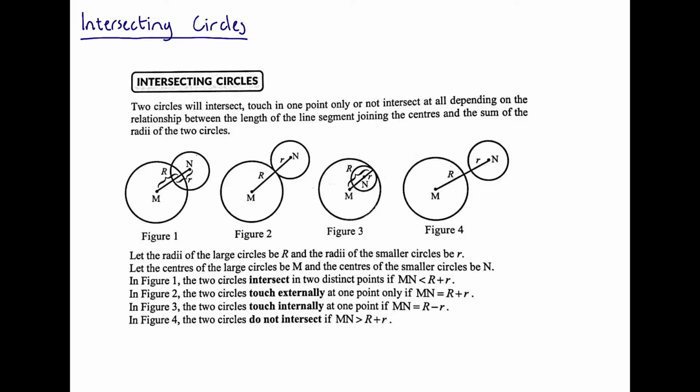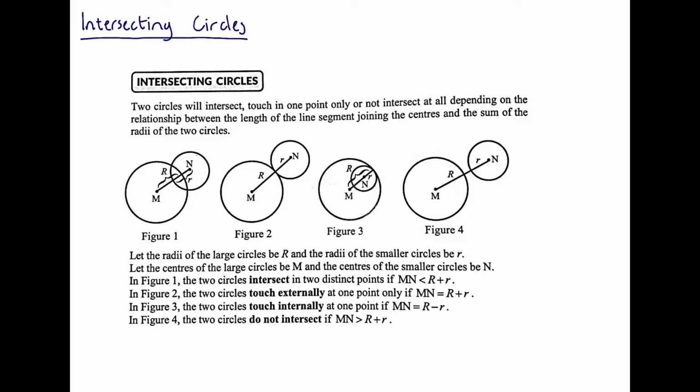But if you look at figure 2, the circles will touch externally at one point only if MN, the distance from M to N, is equal to the big radius plus the small radius. Because here you can see the radii don't overlap at all, and so if we add the big radius to the little radius, we get the same as the distance from M to N. Bearing in mind that in these examples, the center of the large circle is M and the center of the smaller circle is N.